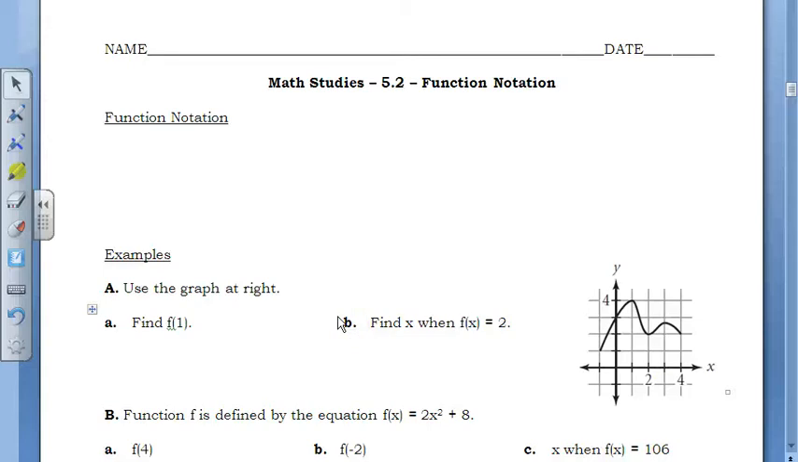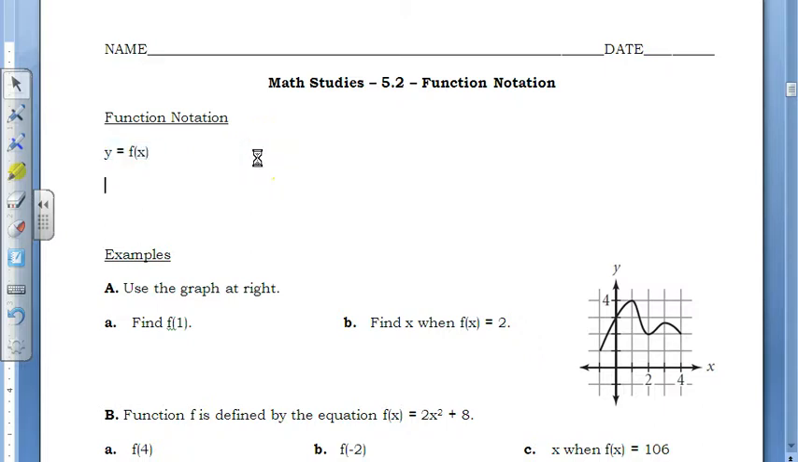This is Math Studies, section 5.2, function notation. Function notation is, instead of saying y equals at the beginning of all of our functions, if we know that a graph is a function, we can write it as f of x equals. So instead of y equals, we'll now say f of x equals.